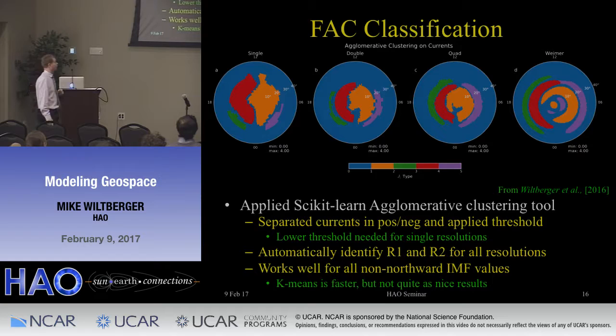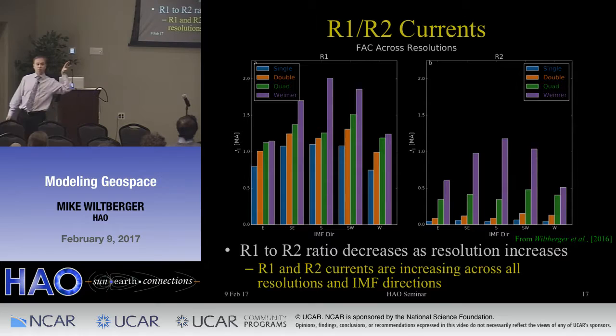I could take it to the next level and say, okay, those plots are just telling me where it is. I can integrate over the regions that I've identified and look at the total currents that are flowing into things. So this is the region one currents across the non-northward IMF directions, as a function of resolution, and the Weimer model showing up there. And you can see that the currents are increasing slightly, pretty much the same ratio across the different directions as you go up to higher resolution, and are getting closer to the region one current strengths that are seen.